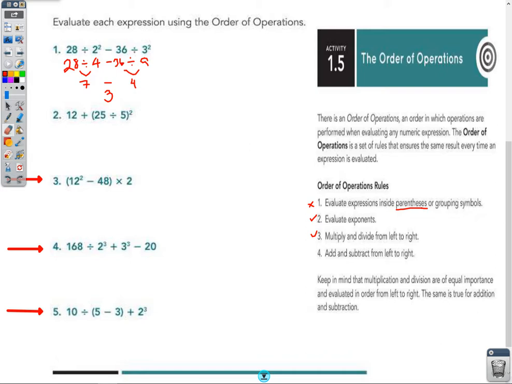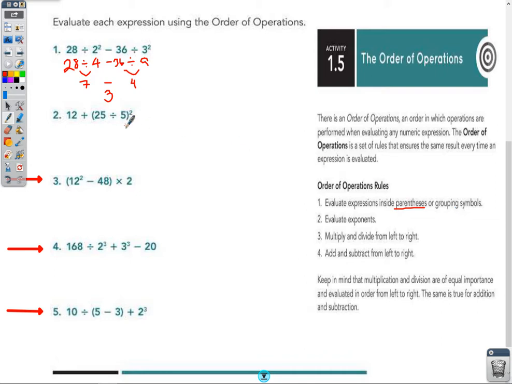12 plus 25 divided by 5, all to the second power. So again, regardless of what I would like to do first, I have to go back to my order of operations. The first step: evaluate expressions inside parentheses or grouping symbols.